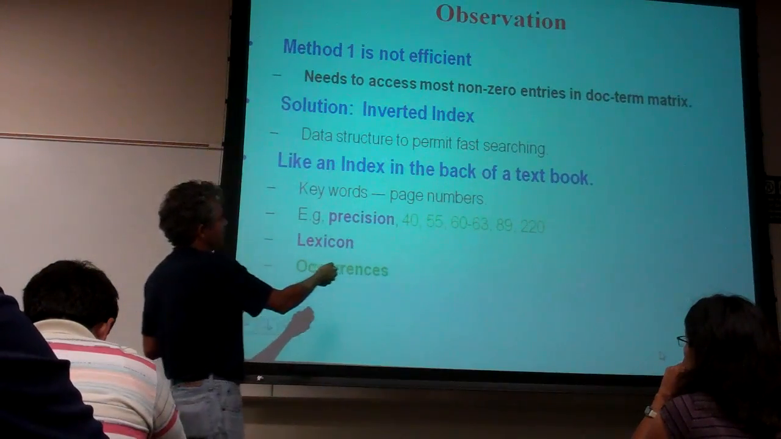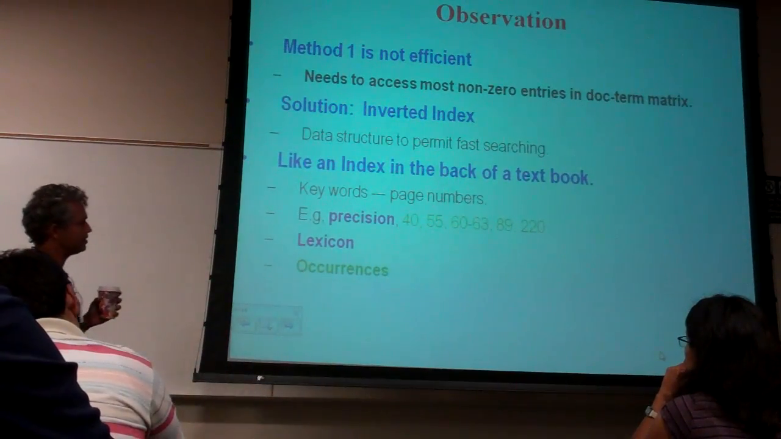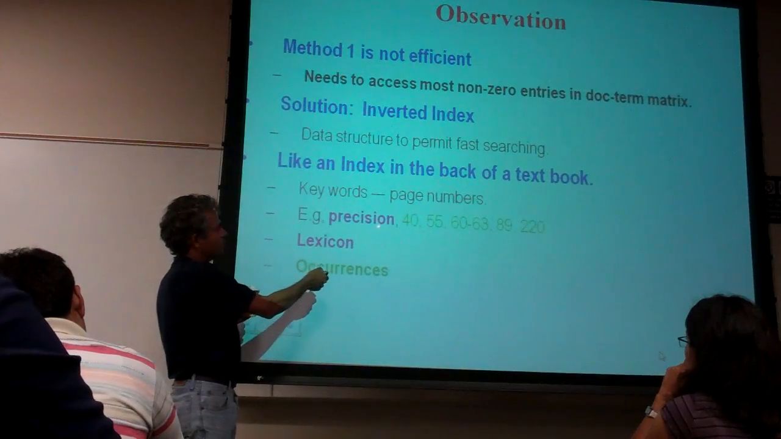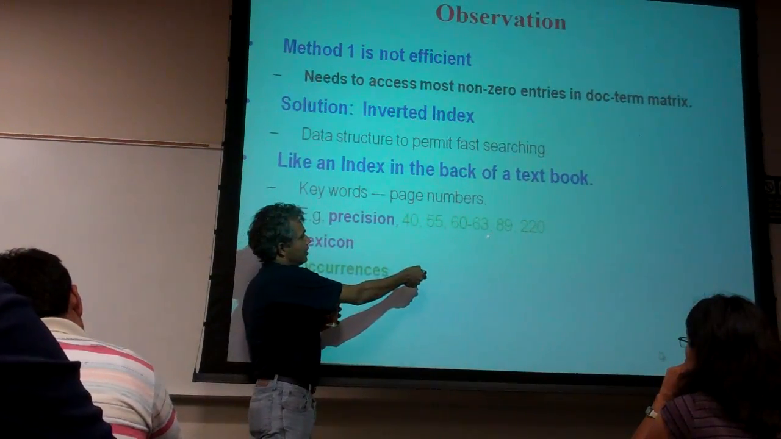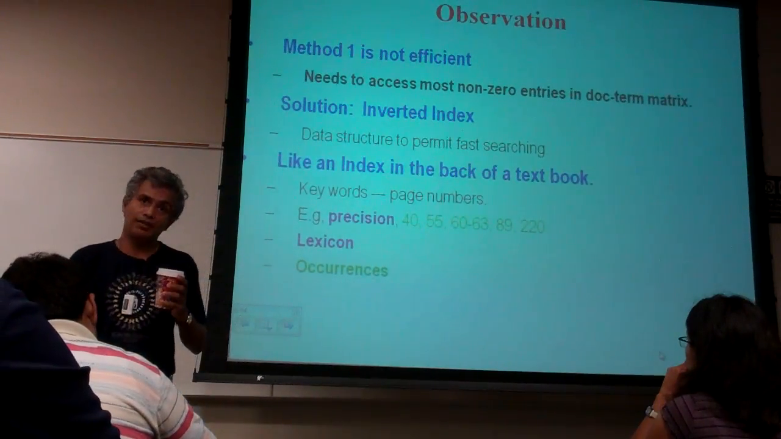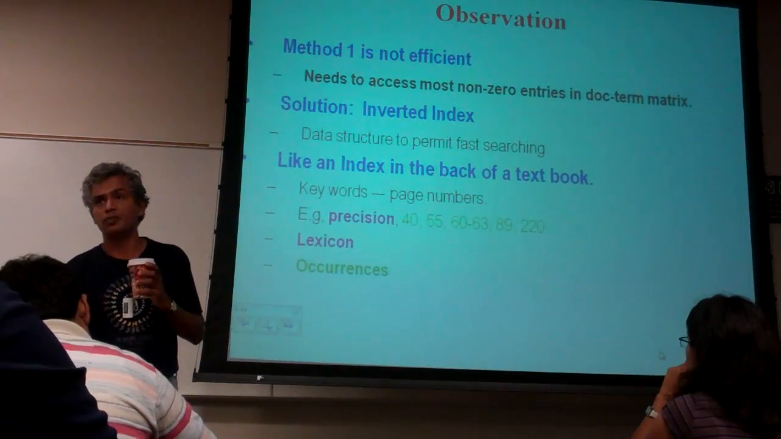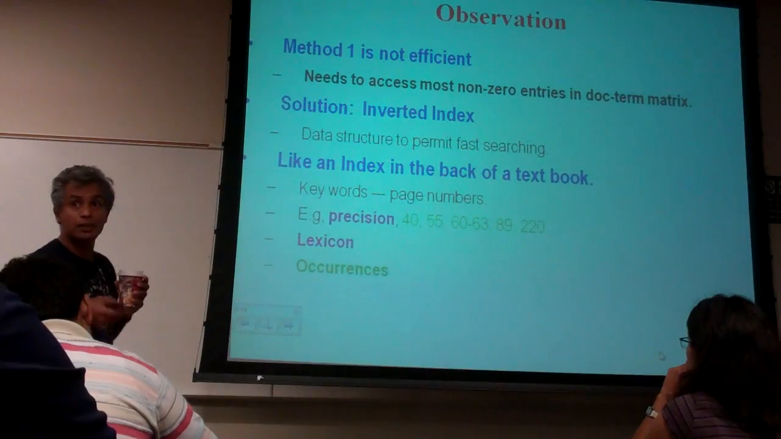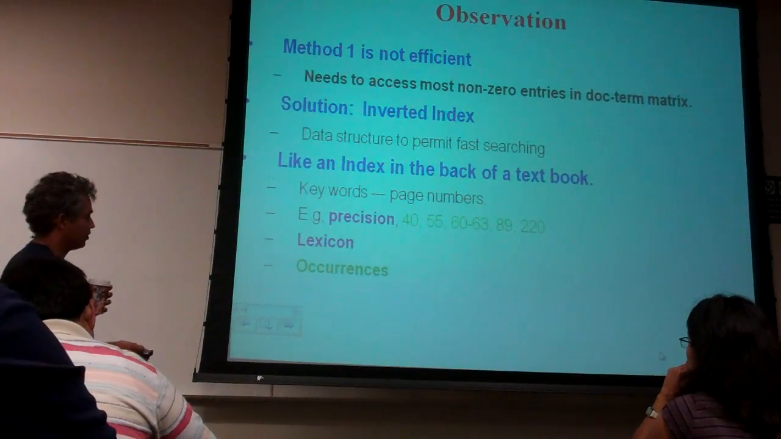So it's just like an index in the back of the textbook, where keywords map to page numbers. For example, the word precision occurs on pages 40, 55, etc., 63. This is the way your textbook index looks. This is the one you want to construct for your document corpus. So each page is a document, essentially, think about it.